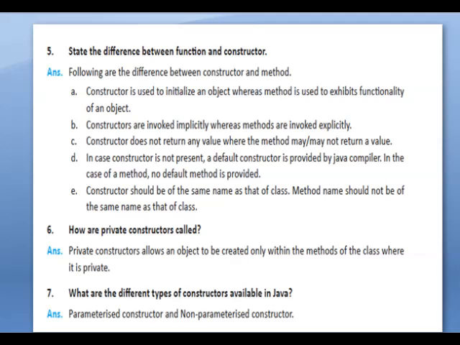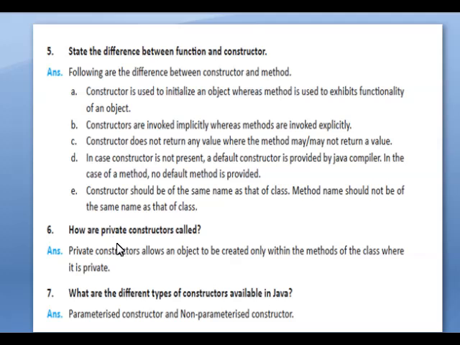Okay. The next one is, state the difference between function and constructor. Following are the differences between constructor and method. Constructor is used to initialize an object, whereas a method is used to exhibit the functionality of an object. Second one, constructors are invoked implicitly, whereas methods are invoked explicitly. Okay, you can write like this, or you can make a tabular column and write. For a 2 marks question, you have to write 3 differences.